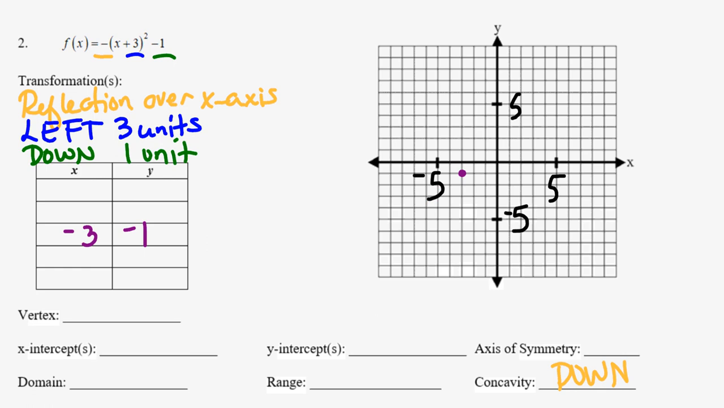I want numbers to the left of -3, so that would be -4, -5, -6. I want the numbers to the right of -3, so -2, -1, 0 even, because that would tell me my y-intercept. Because the vertex is here, another thing you could do is sketch in your axis of symmetry here at x equals -3, reminding you what you see on the left is the same as the right.